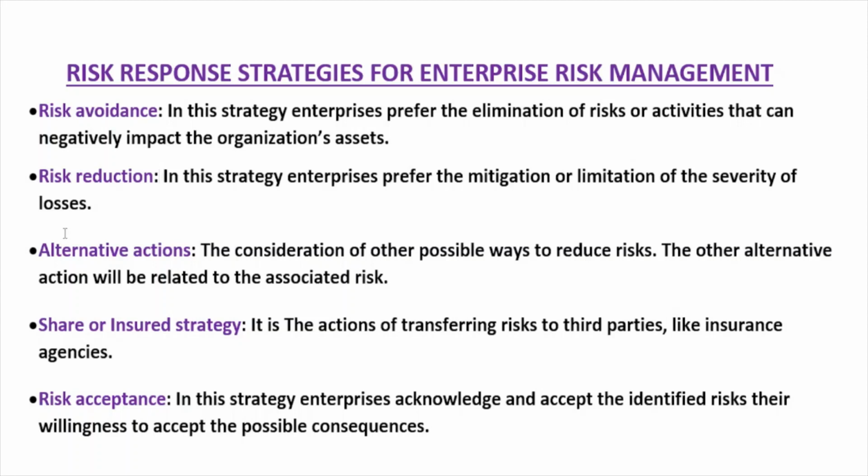Then we have alternative actions. Talking about alternative actions, it is the consideration of other possible ways to reduce risk. The alternative action will be related to the associated risk, whatever risk it will be. Let's suppose an example here. Suppose ABC Enterprise based in Pakistan that manufactures towels, instead of importing the cotton from China at low prices, due to exchange rate risk, prefers to purchase cotton locally within Pakistan in order to avoid high exchange rate fluctuation. So this is an example of alternative actions.